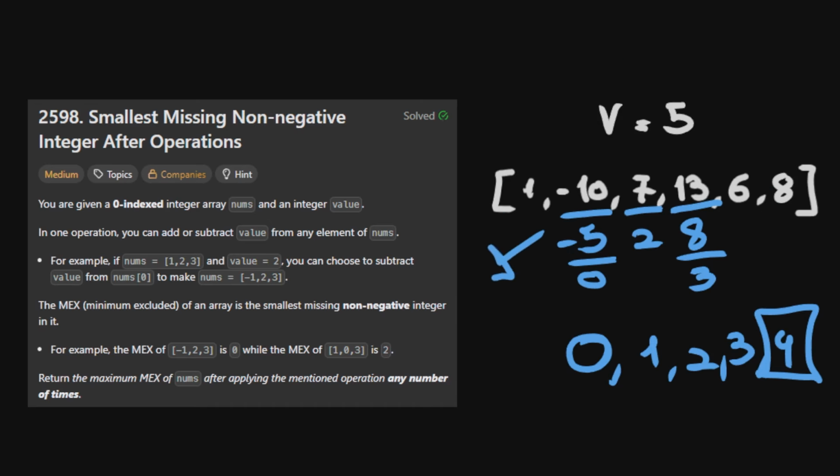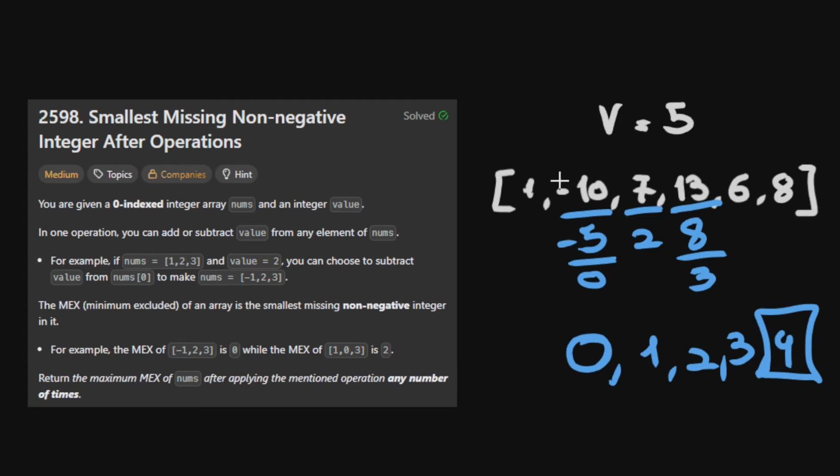So let's analyze this. We need to get the maximum smallest missing non-negative integer. So we start from 0 and we are trying every integer that's greater or equal to 0. So it would be great if we could somehow transform every element in this array into the smallest number that's greater or equal to 0, meaning the smallest non-negative integer. And how can we do this?